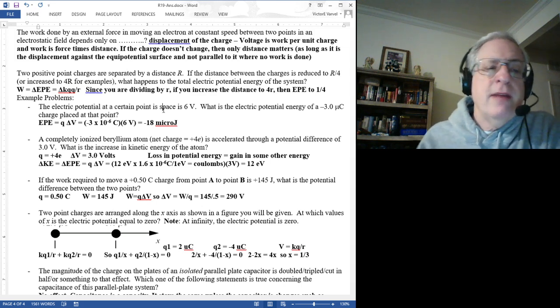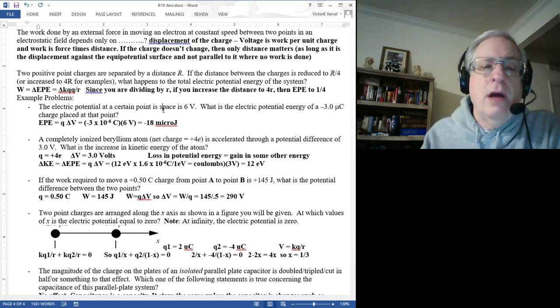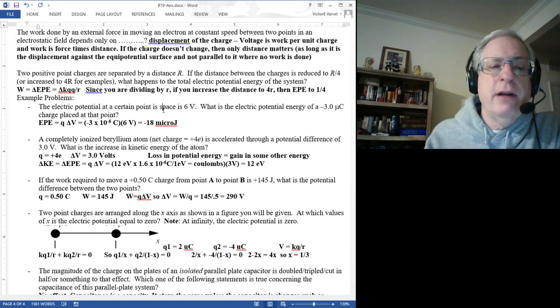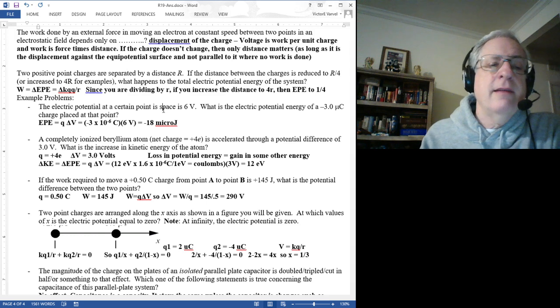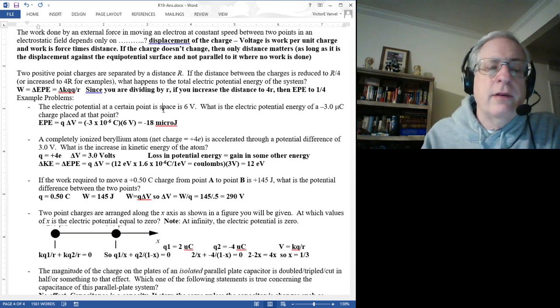All right, so I know the potential difference, that's the voltage, and I know the charge Q is equal to +4e, delta V is 3 volts, and I know loss in potential energy equals gain in some other energy. So delta KE is equal to delta EPE, and delta EPE is QV. Now that Q was given in electrons, not in what the actual charge was.